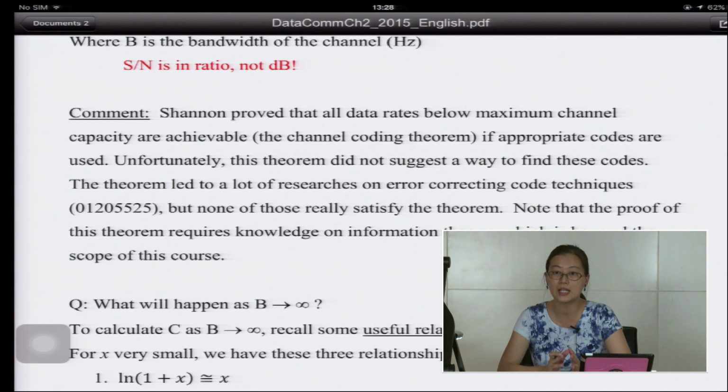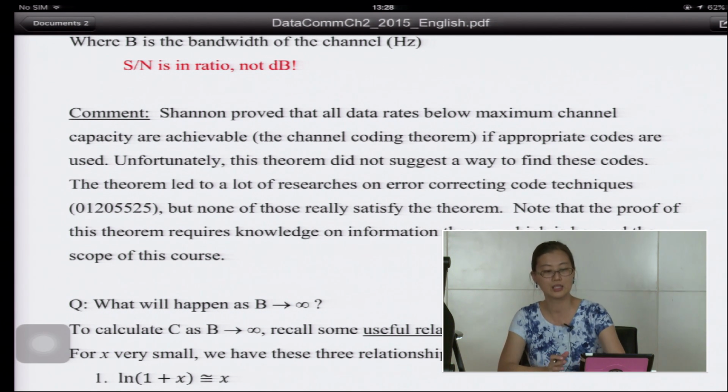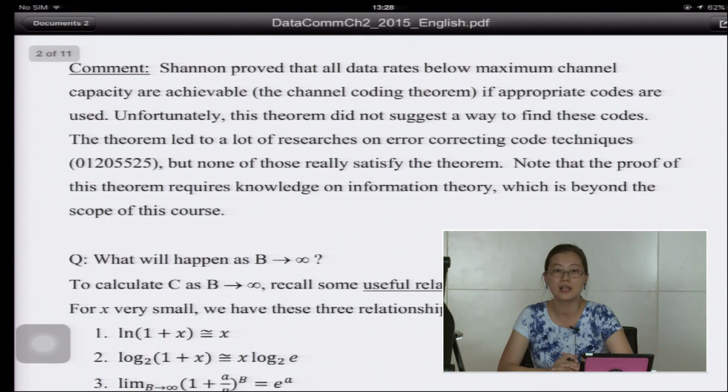And so there is a field about error correcting codes, which is another class, 01205-525, on the channel coding theorem. But anyway, none of the error correcting codes that have been found satisfy the theorem. Some are very close. The proof of this theorem requires knowledge in information theory, so it is beyond the scope of this course. But I mention it here because this is a graduate level class at Kasetsart University, called channel coding theory, which I'm also teaching, if you are interested.